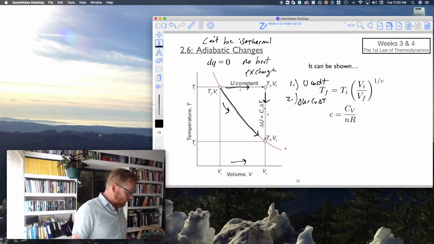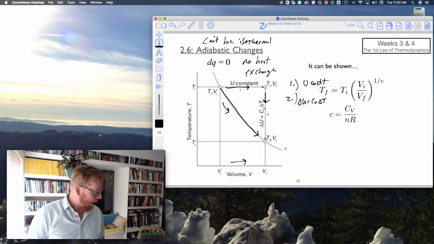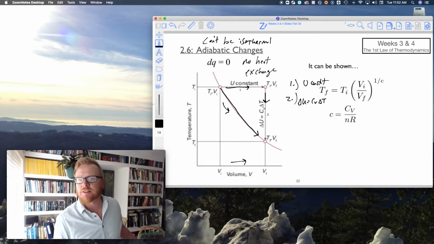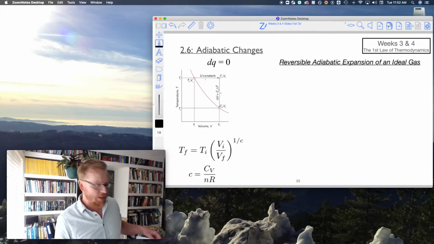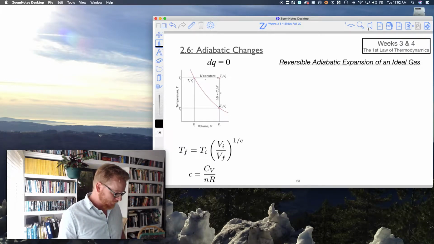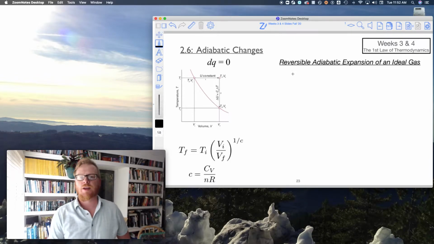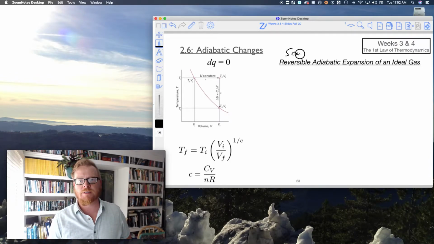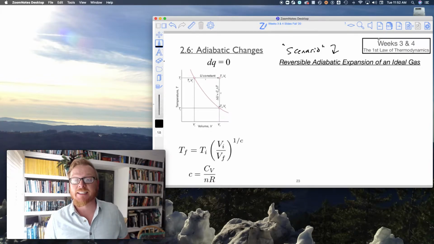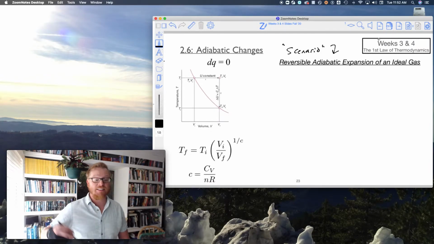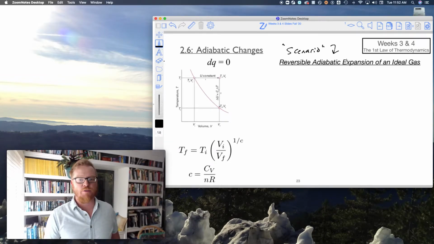Okay, so how does this all work out? I want to derive, let's see what I have on the next slide. Yes, okay, so I've got plenty of space here to work. So now I want to work out another one of these scenarios. Let me rewrite that. In this scenario, reversible adiabatic expansion of an ideal gas. So we're adding lots and lots of qualifiers, right? We've already talked about reversible expansion. We know what that's all about.